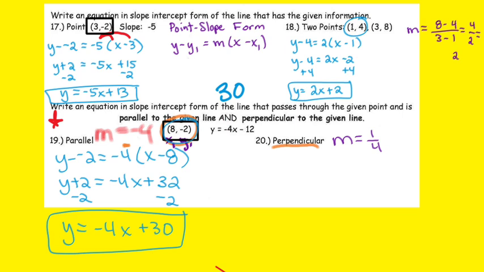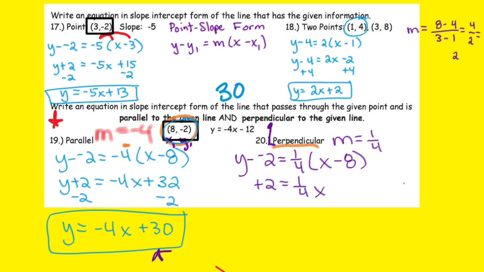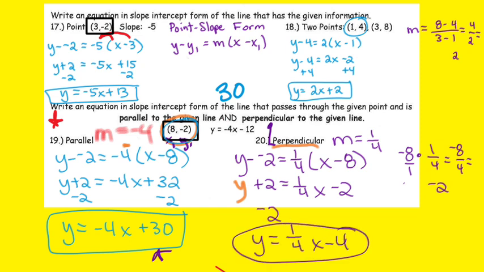And on 20, I'm using my opposite reciprocal slope, but everything else is the same. Y minus a -2 equals my slope times x minus 8. I go ahead and distribute. And -8 divided by 4 is -2. And I simply subtract 2 from both sides and get y equals 1/4 x minus 4.